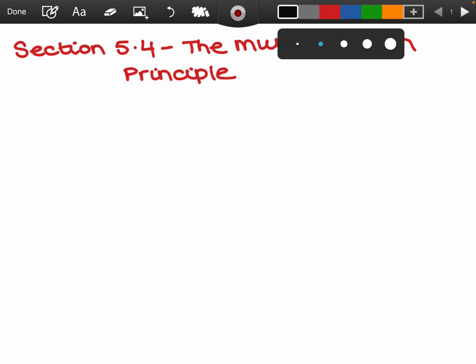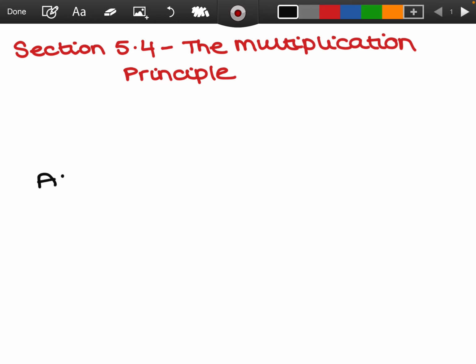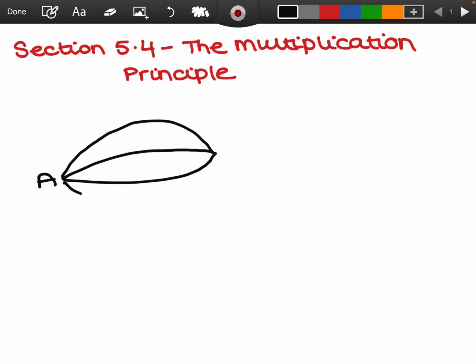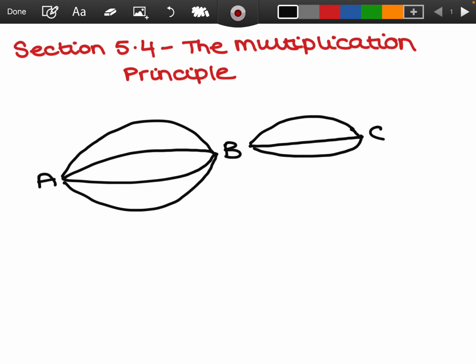The first example I'm going to look at is a classic example when we look at the multiplication principle, and that is looking through a maze and how many ways we can actually get from one point to another through a maze. So let's say that we start at point A and there are 4 different paths that are going to get you to a point B. So I can take 4 different paths to get to the point B. And then to get from point B to point C, I'm going to have 3 different paths.